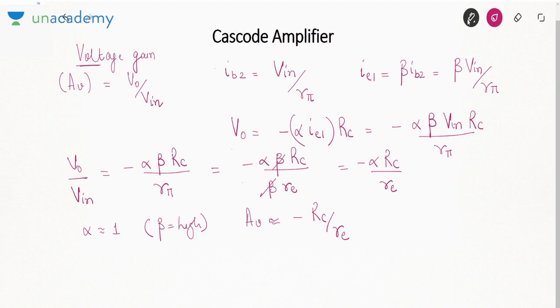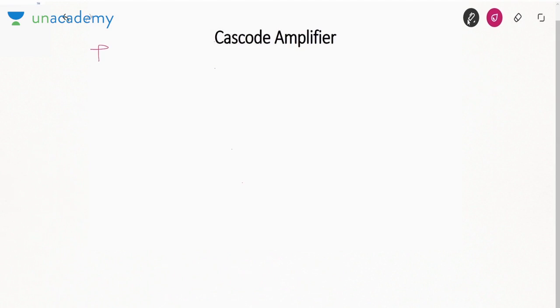Next let us talk about input resistance.